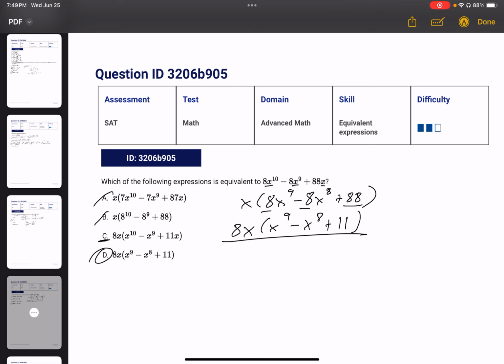Not too hard. The problems today were not difficult at all, as long as you take the right method and approach to each of them. So that's going to be it for today.